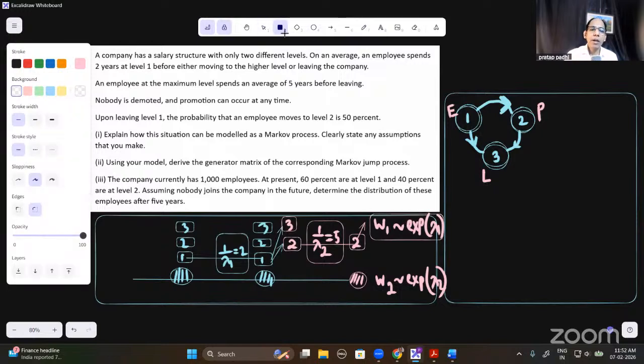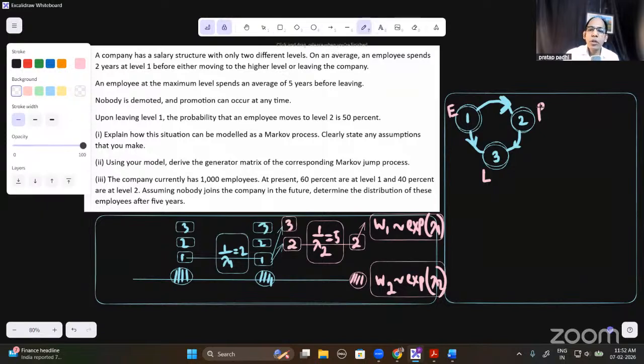These are given. Now let me write the jump chain matrix. To solve this problem, you have to know the jump chain matrix probabilities. From that, we will find the generator matrix, the transition intensities. Then we'll use Kolmogorov's equations: forward, backward, the integral identity, forward and backward differential equations. Once you solve those, you will get the answer.